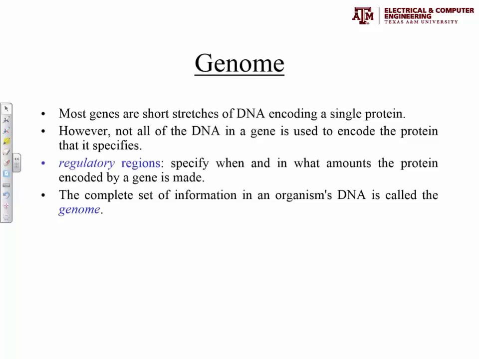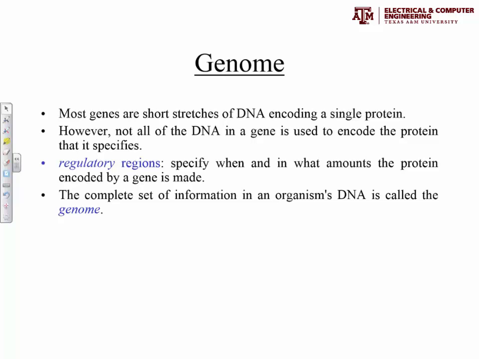Now, most genes are short stretches of DNA which encode a single protein. Roughly speaking, a gene is a stretch of DNA which codes for one protein. However, not all of the DNA in a gene is used to encode the protein, because there are regions that specify whether a particular gene will be active or not, whether a particular protein is going to be produced or not. Those are called regulatory regions. They specify when and in what amounts the protein encoded by a gene is made.